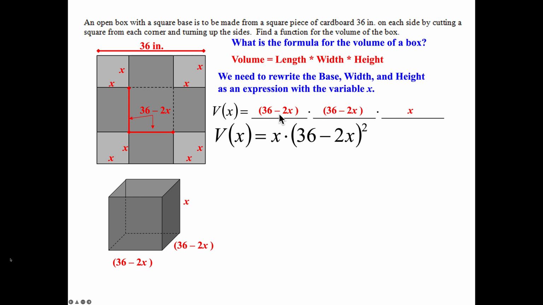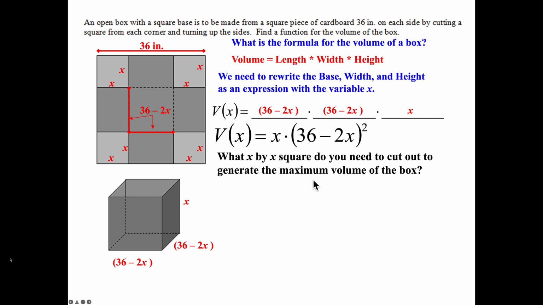So multiplying the 2 binomials together, we'll just write it as the power of 2 multiplied by x. I opted to put that in front. Again, if they ask us to actually find what x you need to cut out, what's the x by x square to maximize your volume, again, we're going to go to the calculator and graph this.